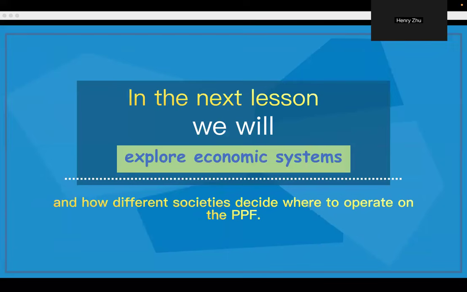Now, in the next lesson, we will explore economic systems and how different societies decide where to operate on the PPF. Because the key question is not just what we can produce, but what we choose to produce.